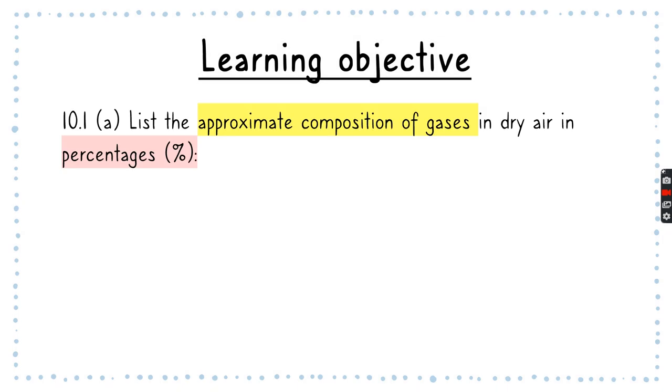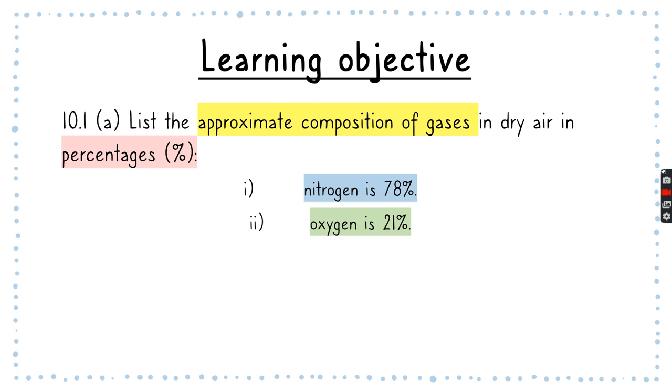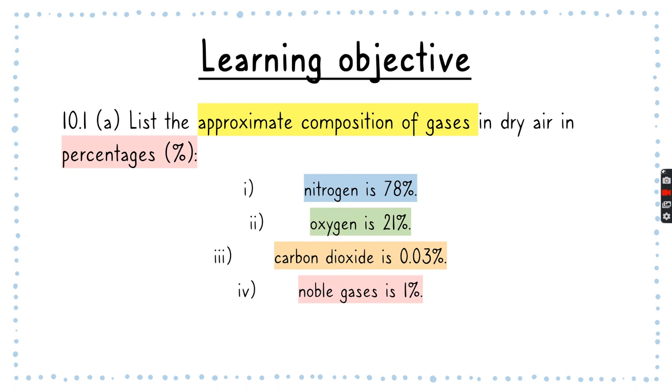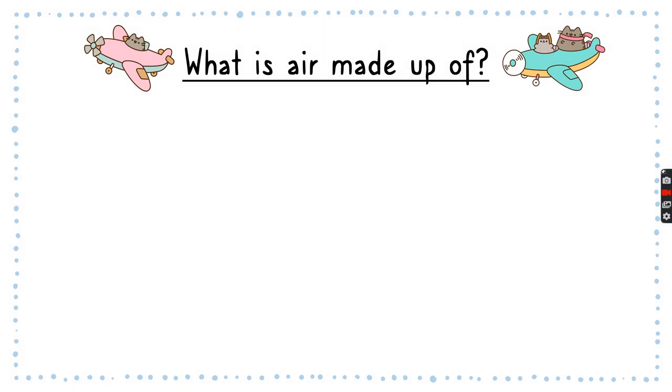Before our holidays, we listed out the approximate composition of gases in percentages. Approximate means that it is a guess. It's not really accurate, but it is close to accurate. So nitrogen is always 78%. That's how we remember it. Oxygen, 21%. Carbon dioxide is 0.03% in the air, noble gas is 1%, and water vapor actually varies. So the word vary here means that it actually changes.